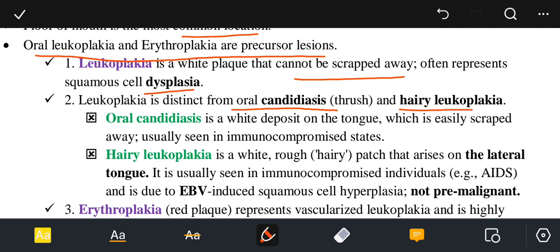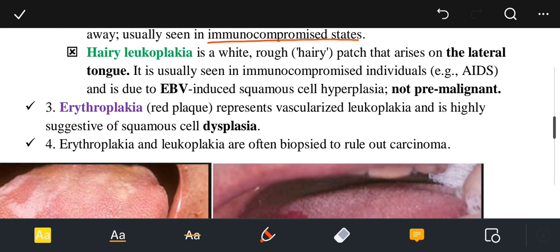Oral candidiasis is a white deposition on the tongue which is easily scraped away, usually seen in immunocompromised states. Hairy leukoplakia, on the other hand, is a white, rough, hairy patch that arises on the lateral side of the tongue. It is usually seen in immunocompromised individuals, for example people suffering with AIDS, and is due to Epstein-Barr virus induced squamous cell hyperplasia. Oral hairy leukoplakia is not pre-malignant.